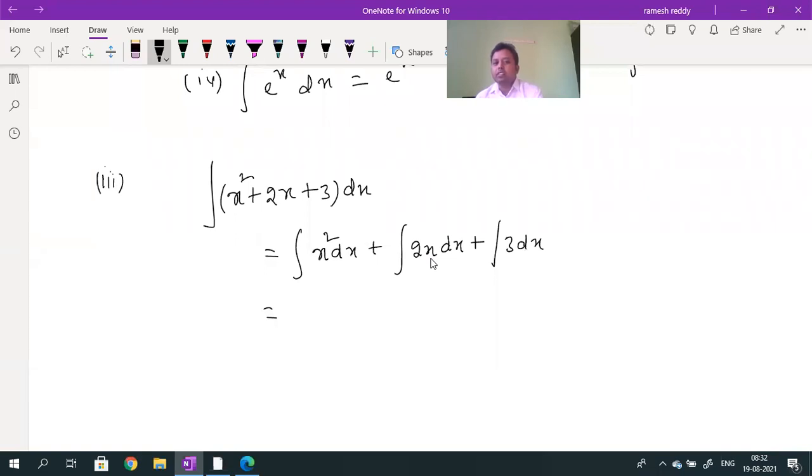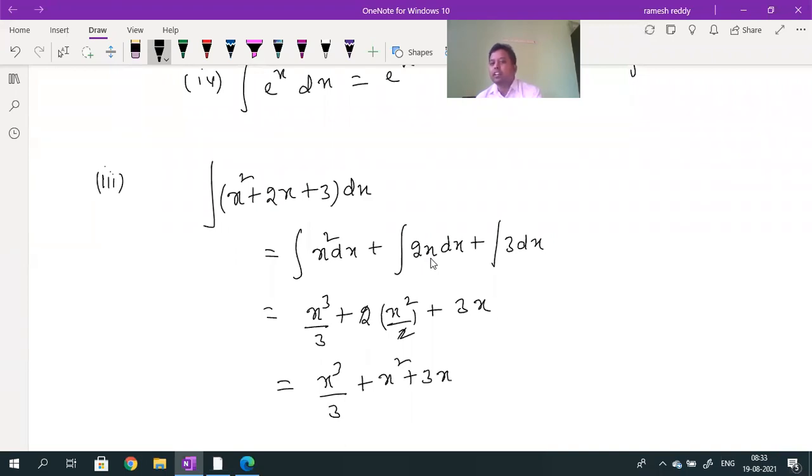Which will be equal to x square dx integration value x cube divided by 3, plus 2 into x integration value x square by 2, plus 3 dx integration value 3x. Only 2 cancels. What is my final answer? The final answer is x cube divided by 3 plus x square plus 3x. So the answer will be again in terms of x only. The answer is not a constant, so this comes under indefinite integration.